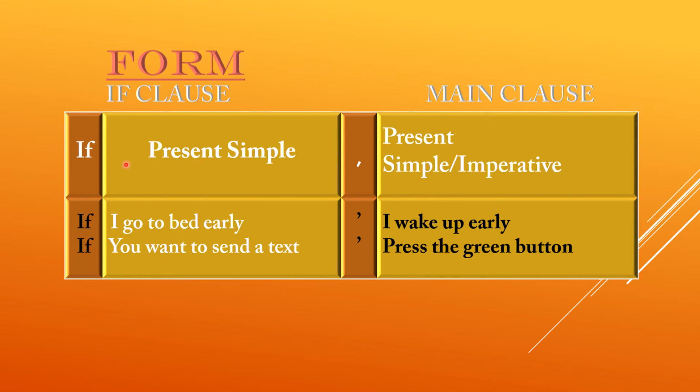If we begin our sentences by putting if, we should use the present simple and then the comma. Here in the main clause, you can either use the present simple or the imperative sentences.